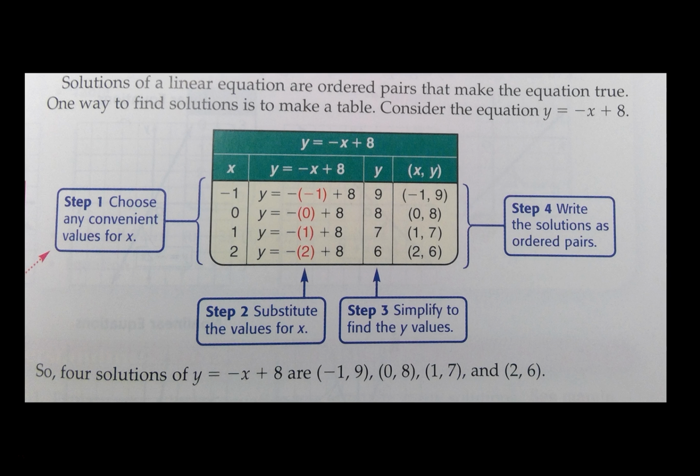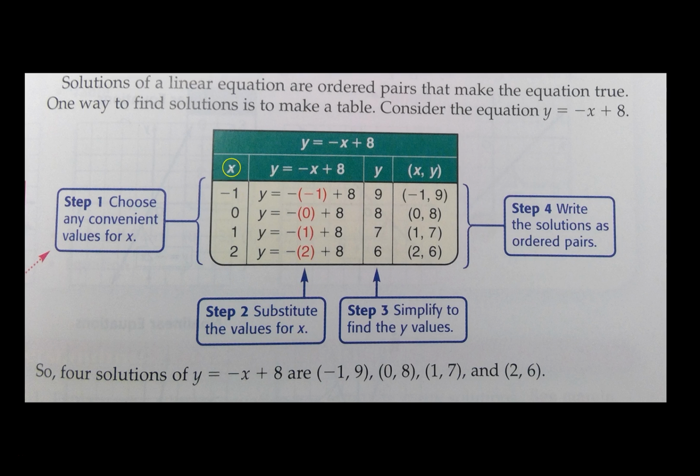All right, so solutions of linear equations are ordered pairs. So we're going to say, let's have this equation. Y equals negative x plus 8. So there's a four-step way to do this. It says, first you need to choose any convenient values for x. So usually somewhere around 0, because 0 makes life easy when it comes to substituting things in, because it just cancels out. So negative 1, 0, 1, 2, you might choose to do 0, 1, 2, 3, just whatever's convenient for you. Substitute the values for x.